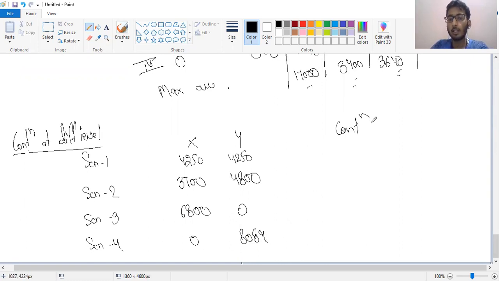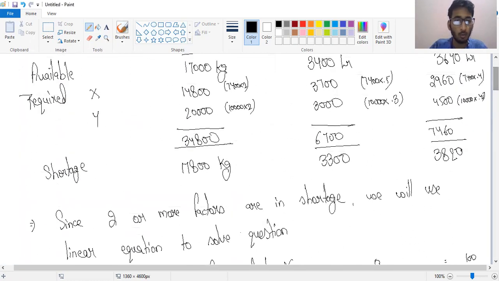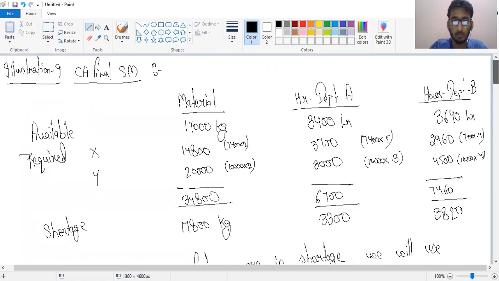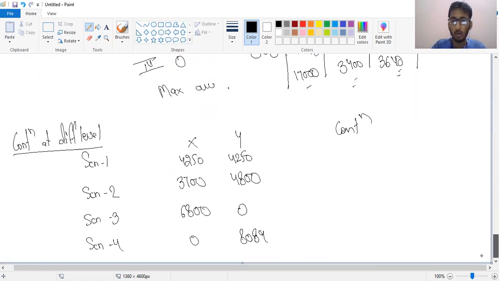What contribution are we getting? Basically, what is the contribution per unit? We have already calculated it probably. No, we didn't calculate it. So we need to calculate the contribution per unit. This would also need to be calculated.